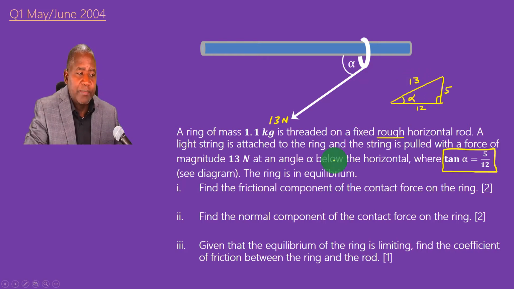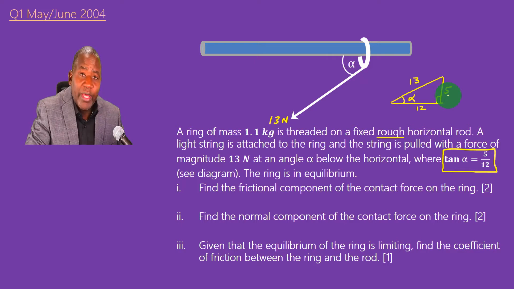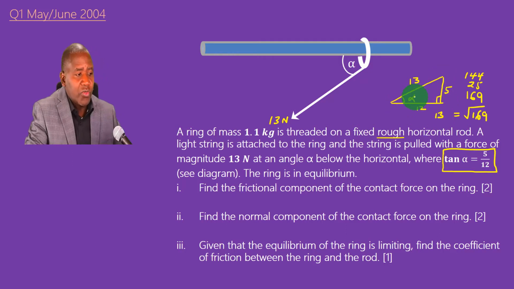How do you do that? You do the opposite squared, which is 25, plus the adjacent squared, which is 144. When you have 144, you add 25 onto it, you're going to get 169. If you do the square root of 169, you get 13. That is how you get that. So from here, you'll be able to get the other two trigonometrical ratios.